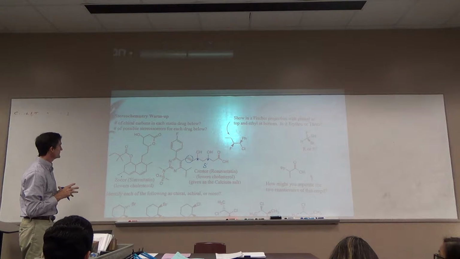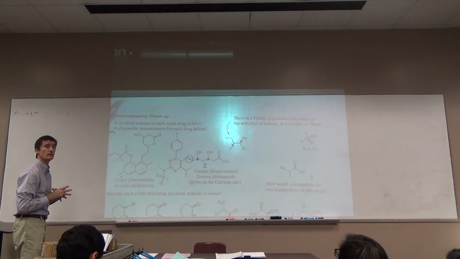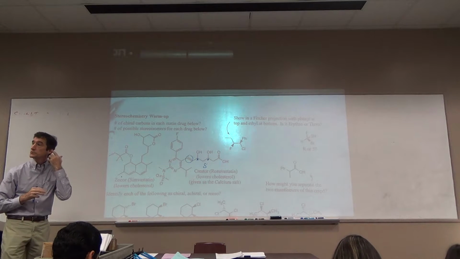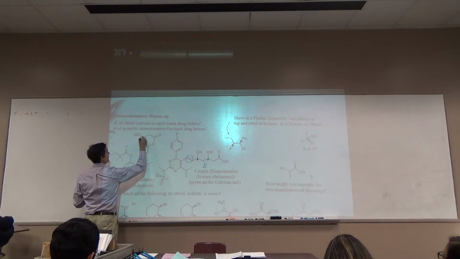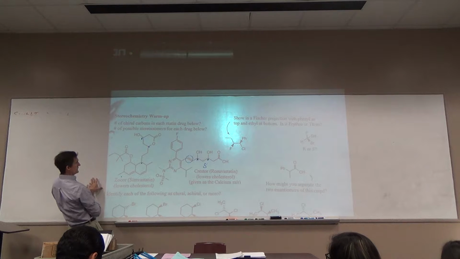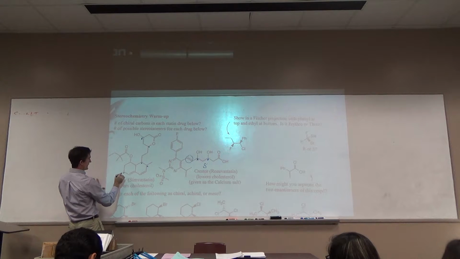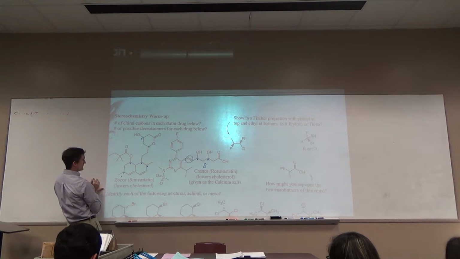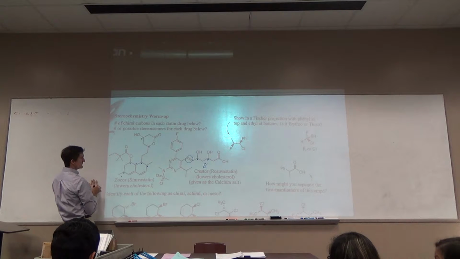Zocor, how many carbons? 6. Just read your answer. What would you get? 6? 6 carbons? 7. 1, 2, 3, 4, 5, 6. That was a 7. There's a 7 in that. That one there's a carbon. 7.